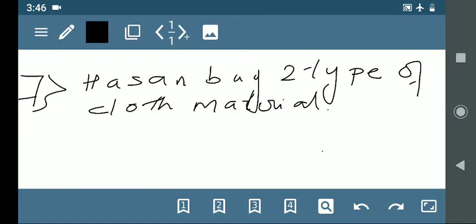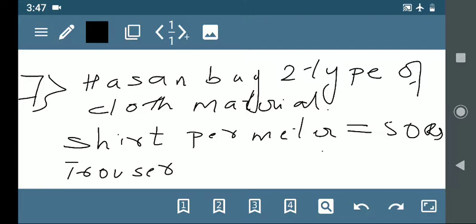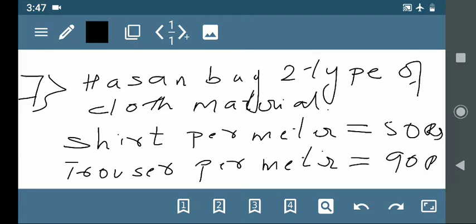Okay guys. Shirt per meter means 1 meter costs rupees 50, and trouser, in the sense pant, per meter cost him rupees 90.